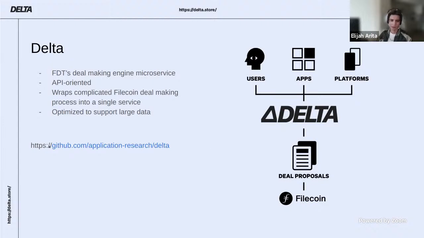And right here you can see we've got our GitHub link to the open source project. You can download it, build it, run it yourself. github.com/application-research/delta. I will mention that we've got a hosted option, and we've got the open source version, same version. You can run it yourself if you want, or you can use our hosted version.